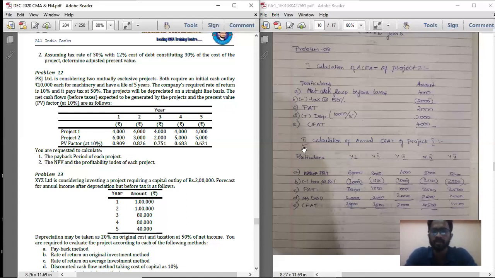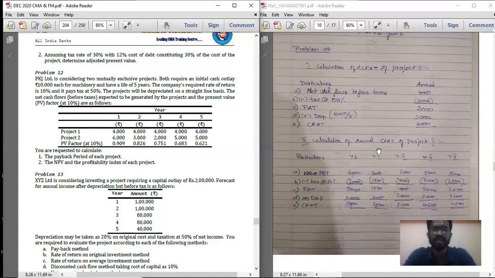Now we have found CFAT. If you divide the initial investment of 10,000 by CFAT, you will get the payback period. But first we'll calculate the CFAT for project 2, then we'll move on to payback period. So below that, statement number 2, calculation of annual CFAT of project 2.